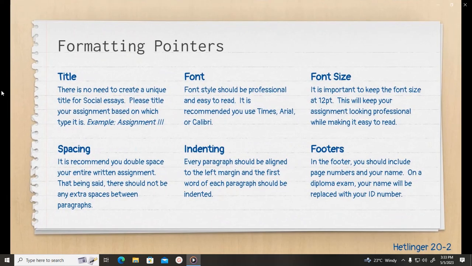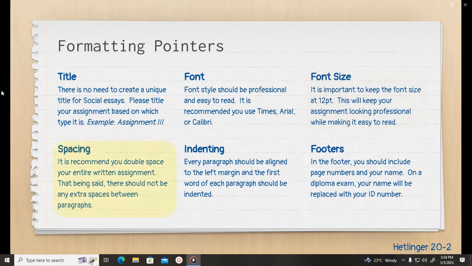Now let's look at how to format. We want this to look really professional, so we're going to start with a simple title, Assignment 3. We're going to keep the font professional by using Times New Roman or one of the other default fonts. Don't go with anything fancy. Font size is critical. Don't try to enlarge it past 12-point font because it doesn't make you look professional. Make it easy to read at 12-point font and don't go any bigger or smaller.